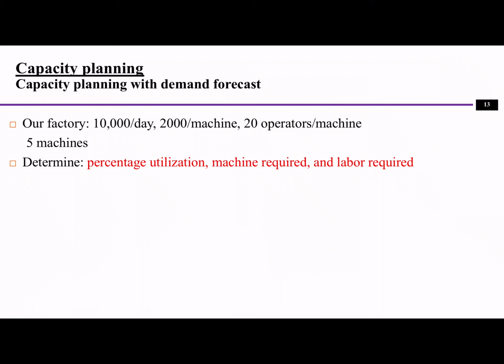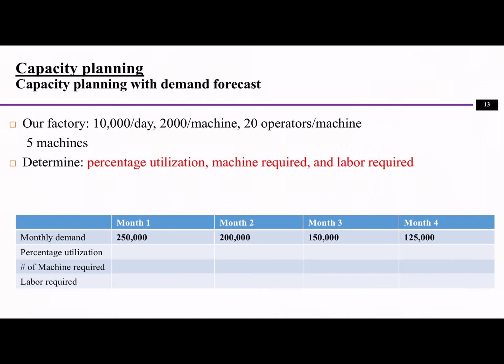All right, now let's look at one example to find out how we calculate person utilization, machines required, or labor required if we have different demands. So this is one example that says our factory can produce 10,000 units per day, with 2,000 units per machine and 20 operators per machine. So we have 5 machines. This is the condition of our factory.